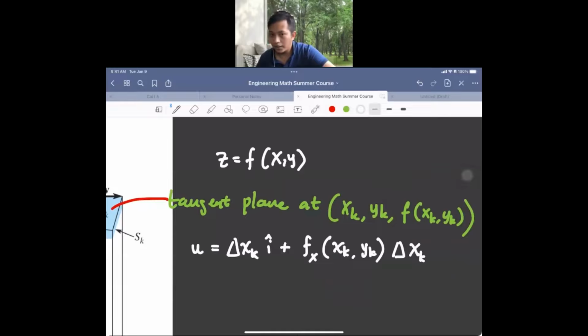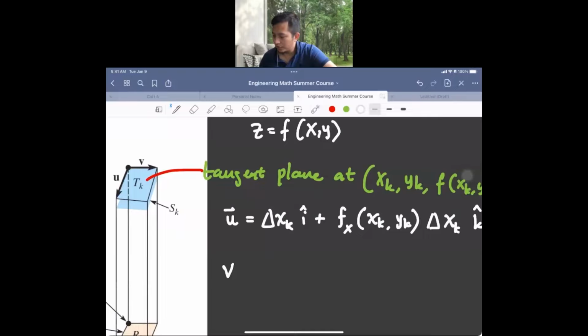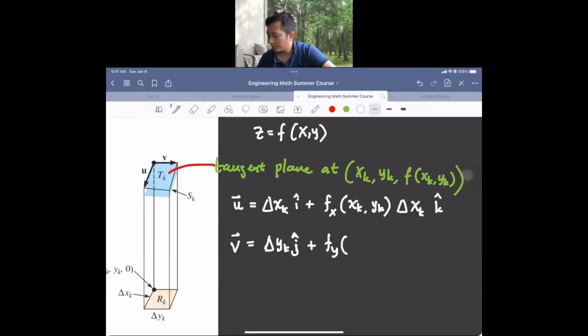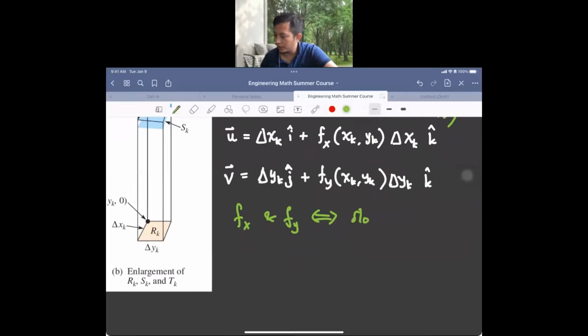And then multiply with the delta xk at k. And the vector v, let me write it as an arrow, delta yk at j on the y axis, plus partial y at k. And we can also call this partial x and partial y; they are the slopes of the line.